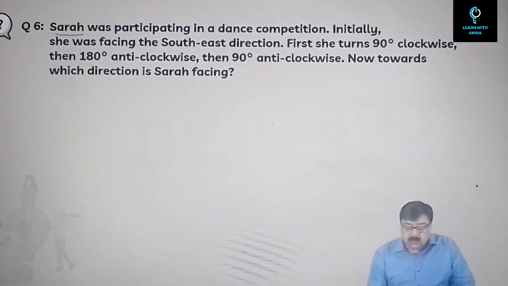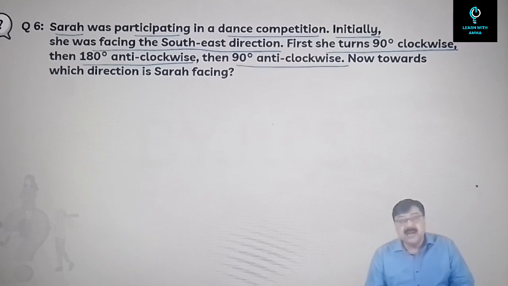Now, Sarah was participating in a dance competition. Initially, she was facing the southeast direction. First, she turns 90 degrees clockwise, then 180 degrees anti-clockwise, then 90 degrees anti-clockwise. Now, towards which direction is Sarah facing?